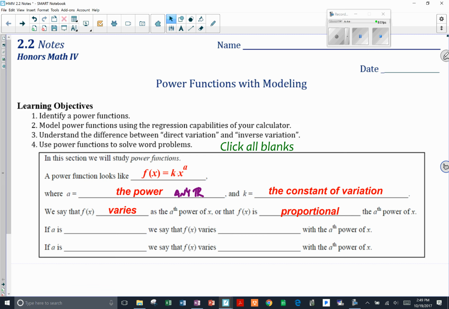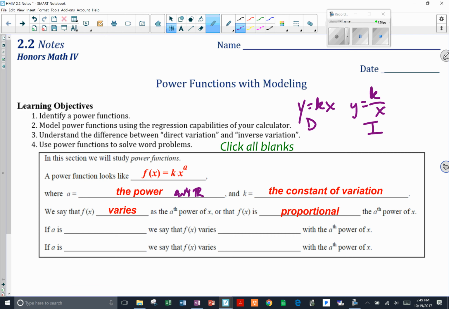So we did this in Honors Algebra 2 with direct and inverse variation. In Honors Algebra 2, we used y equals kx and y equals k over x. This was direct, and this was inverse variation. It's basically the same thing, except now this year we're going to say x to the negative first. But we're also going to say that really this exponent here could be anything. As long as this is a positive number in that exponent, we're going to say it's directly proportional. As long as this is a negative exponent, we're going to say that it's inversely proportional.